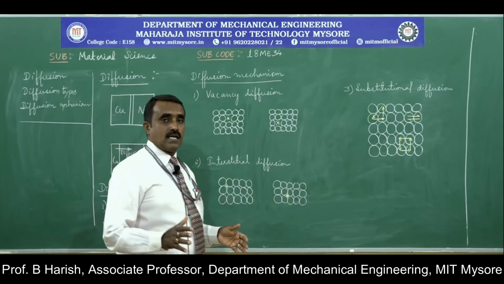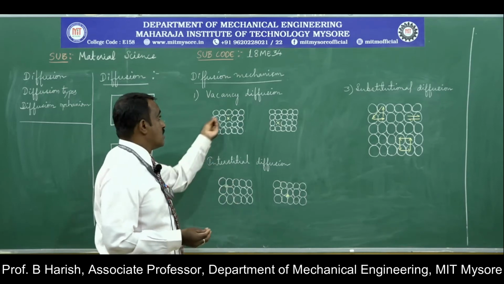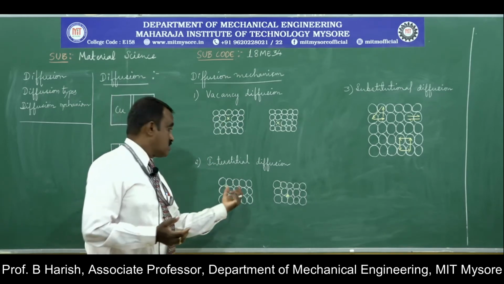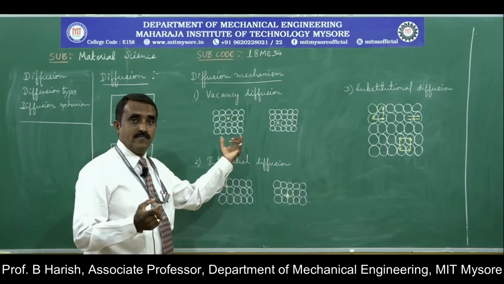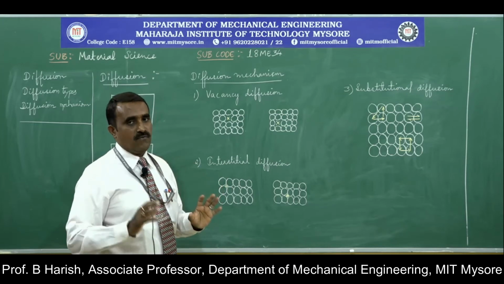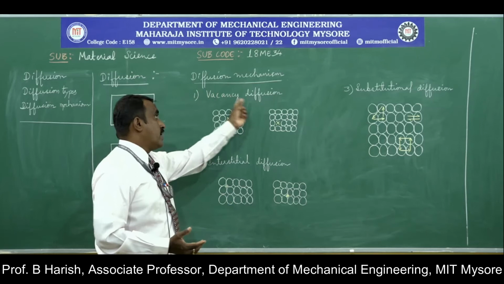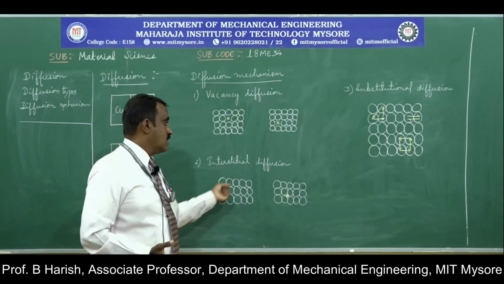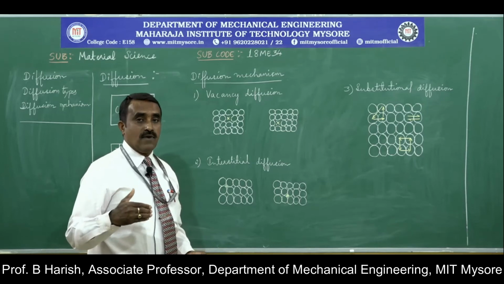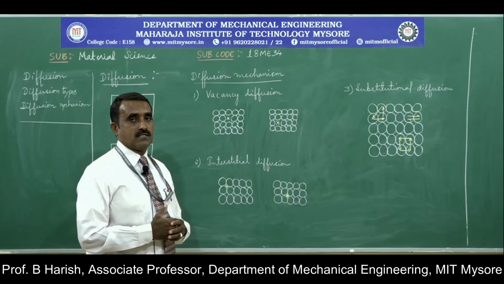Now this type of diffusion, that is interstitial diffusion, will be faster than vacancy diffusion mechanism. Why? Because the size of the atom is smaller here. When size is small, the movement will be faster. The rate at which the atom moves will be faster. Hence, compared with vacancy diffusion, interstitial diffusion is faster. It takes place at a faster rate. That is about the interstitial diffusion mechanism.